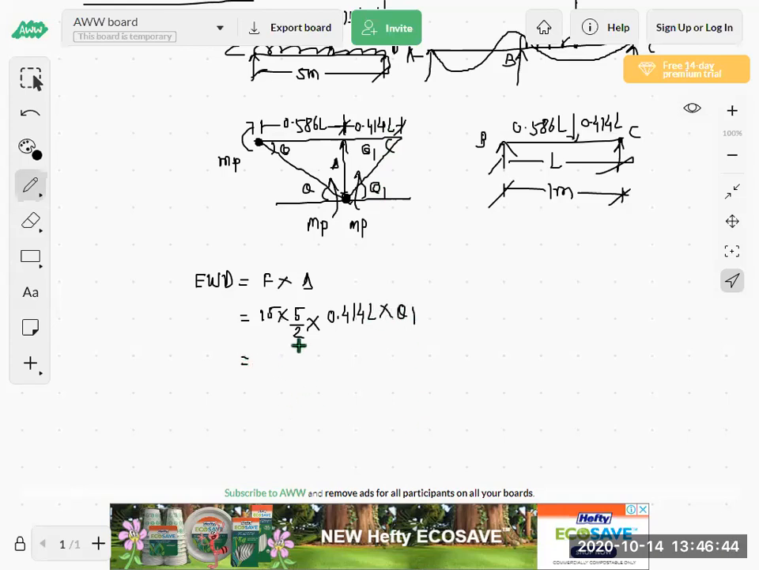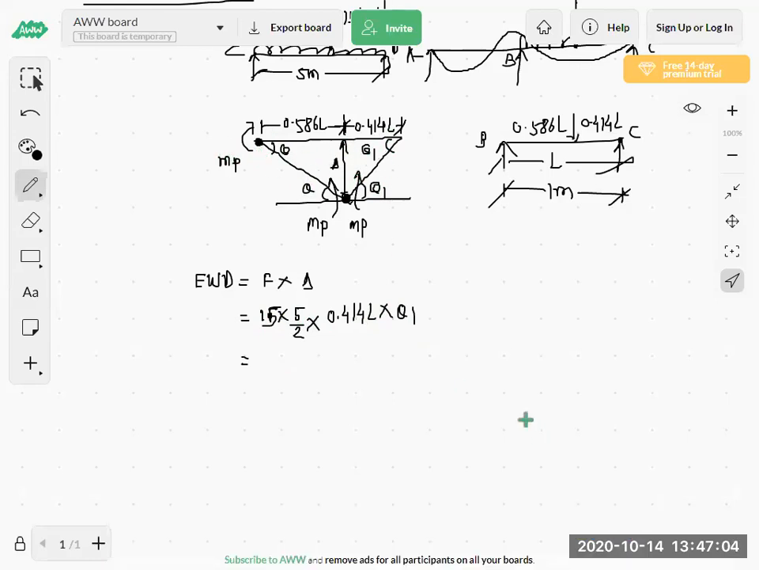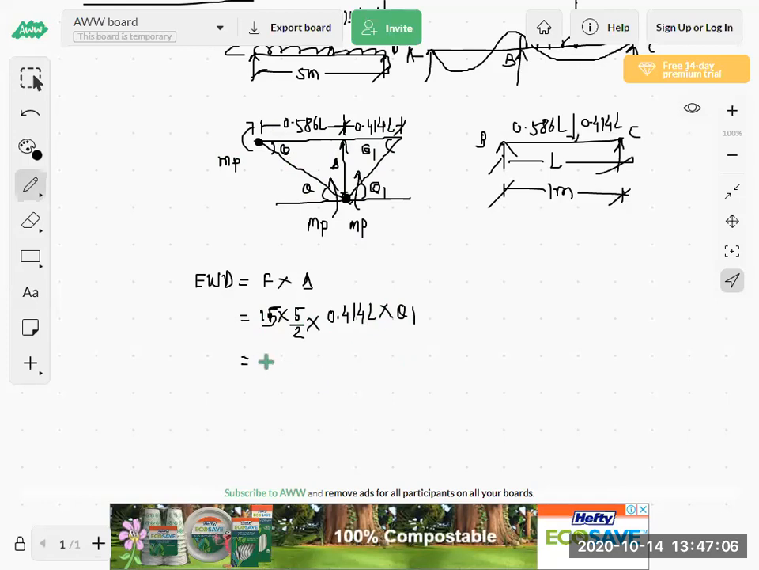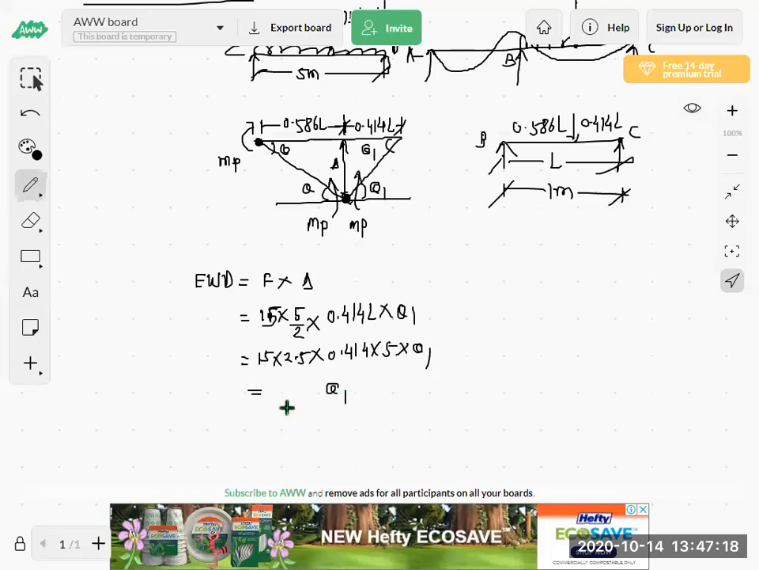So now, how much is this value? 15 into this 5 by 2, it means 15 into 2.5. This value into 0.414 L. L is how much length of the span? A span chi total length kiti hai? Problem statement madhi figure madhi hai. This is 5 meter. So now tell me, this 15 into 2.5 into 0.414 into 5 meter into theta 1. So tell me the whole value in terms of theta 1 here.